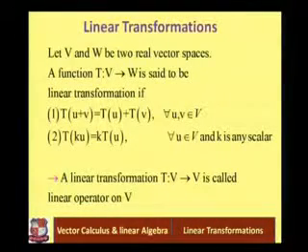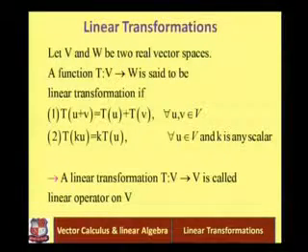Let's see first of all. This is the definition of linear transformation. Let V and W be two real vector spaces, so they satisfy all the conditions of real vector spaces, and a function T from V to W is said to be a linear transformation if these two conditions are satisfied. The first one is T of u plus v is equal to T of u plus T of v. This is true for all u, v belonging to vector space V. And the second condition is T of k times u is equal to k times T of u. This condition is also satisfied for all u belonging to V, where k is any scalar. Normally we are taking k as a real number.